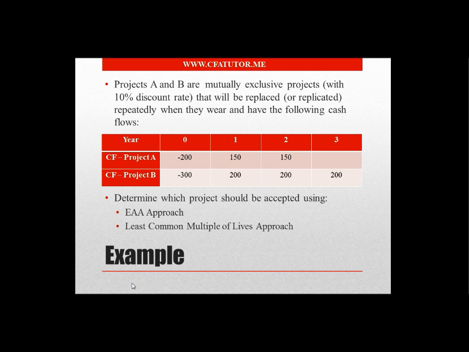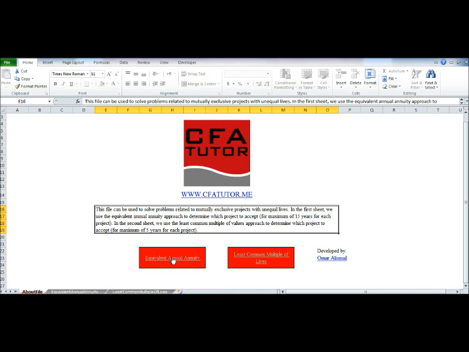If we go to the file that's available on the website, we will see over here in the description that for the first method, the equivalent annual annuity, you have a maximum of 15 years of cash flows, and this is because the files are made for CFA candidates, so this is more than enough. It's a bit extreme; no single question would ask for more than that. And the second file will use the least common multiple of lives approach, but using 5 years for each project.